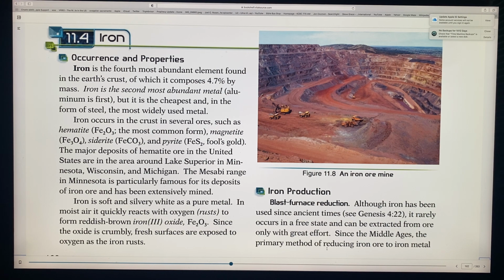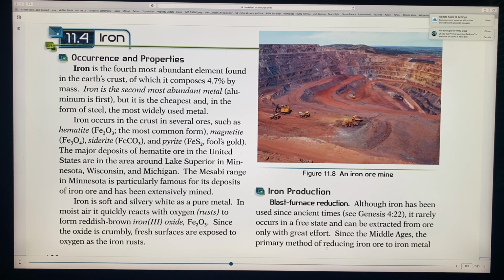Some characteristics. Looking at this hematite, it says right here, the major deposits of this ore are in the United States around Lake Superior in Minnesota, Wisconsin, and Michigan. The Mesabi Range in Minnesota is very famous for its deposits of iron ore. So that's in America, you can imagine. And here we go again, this is how an iron mine would look.